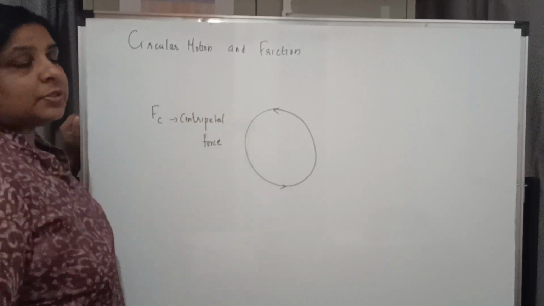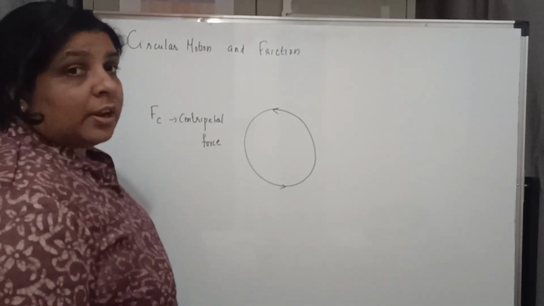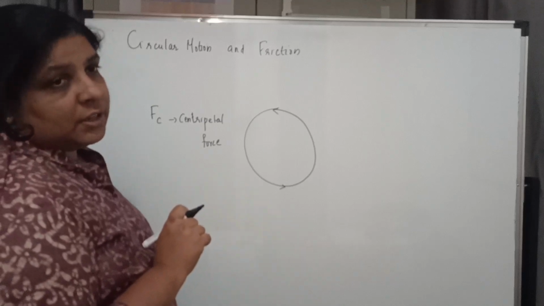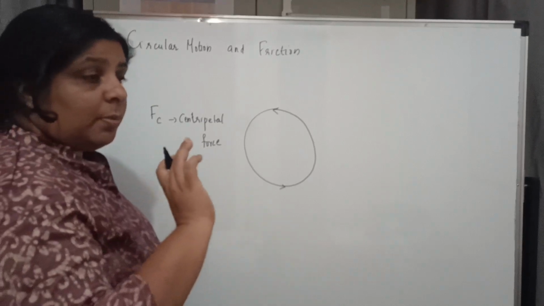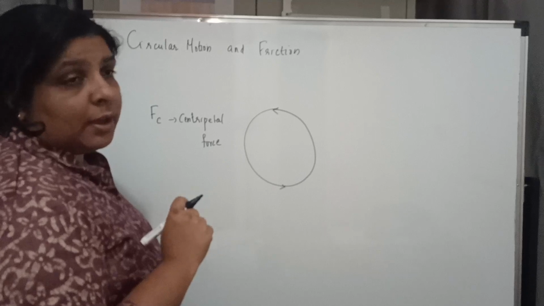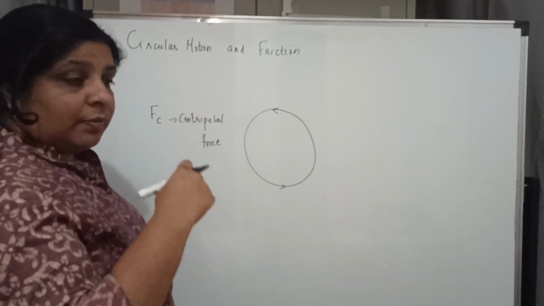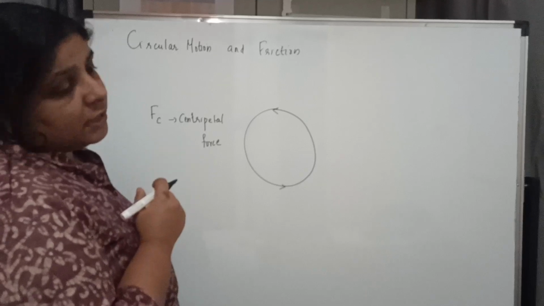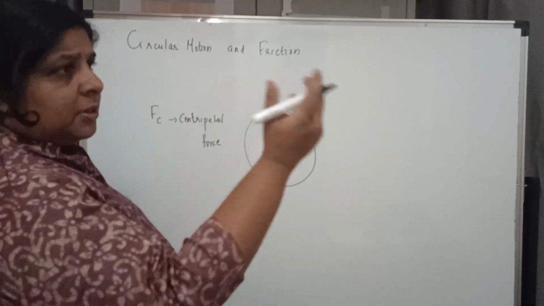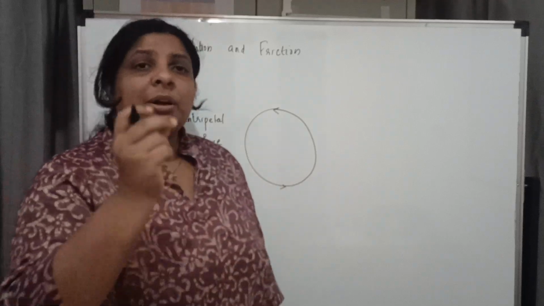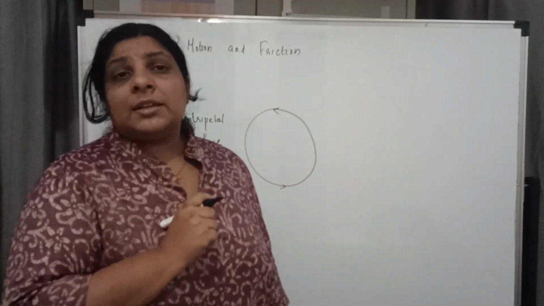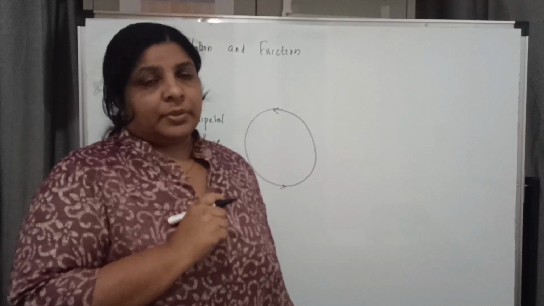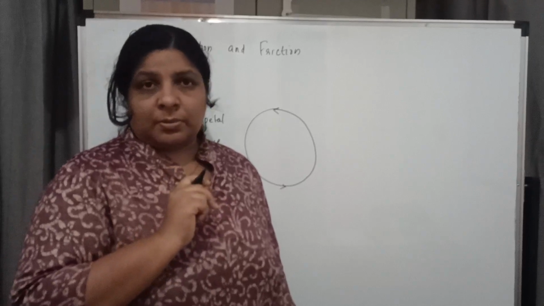So centripetal force is responsible for circular motion of an object. Now what will be the equation of the centripetal force? You know the normal force F is ma, as per Newton's second law. Now what will be the expression for centripetal force? Centripetal force is also m into a, but that acceleration will be the centripetal acceleration, v square by r.